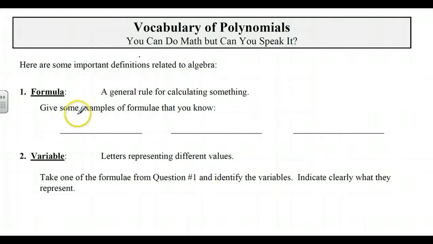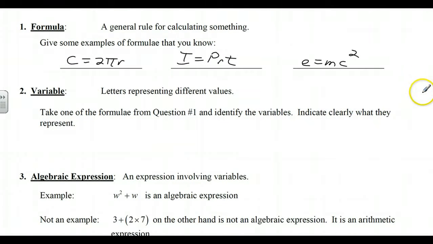Formula is substitution and answer. Give some examples of formulae, fancy plural of formula, that you know. Well, how about C is equal to 2 pi r. I is equal to P r t. E is equal to mc squared. That's some formulas, and I'm sure you know plenty of others. I know you do, because you know all of the area and volume formulas, so that's lots.